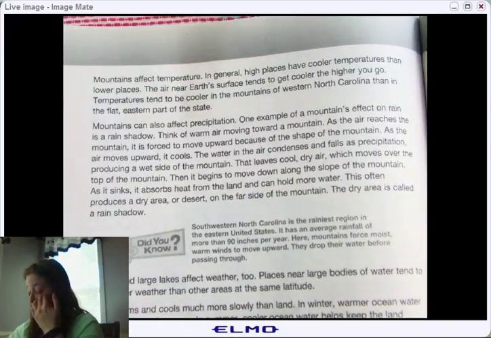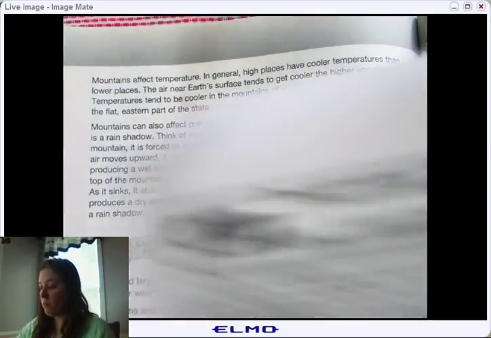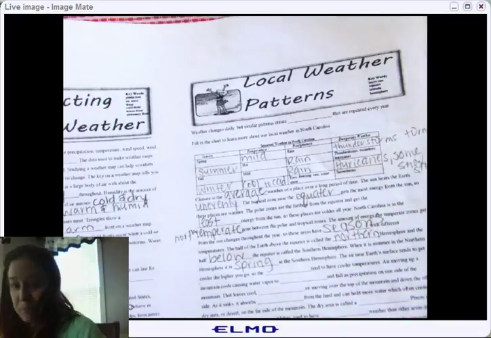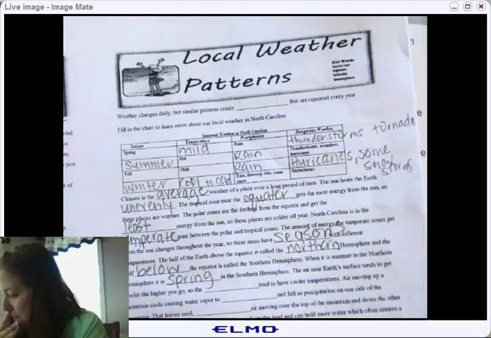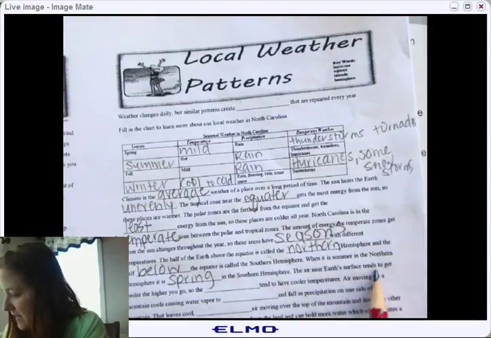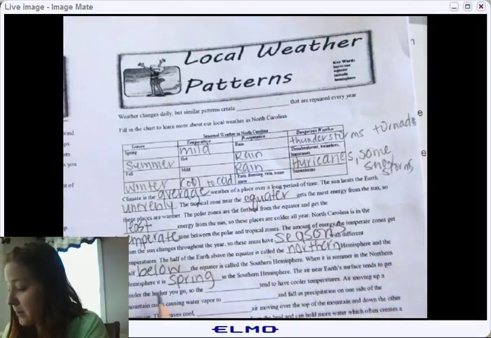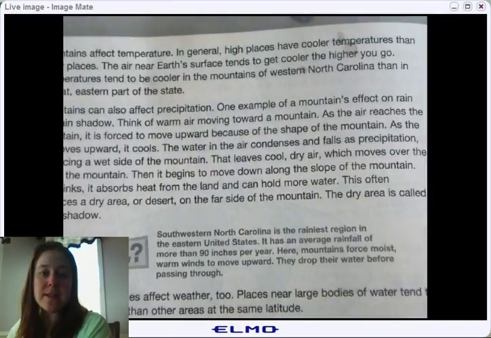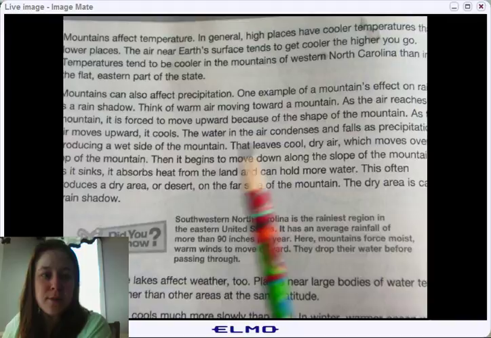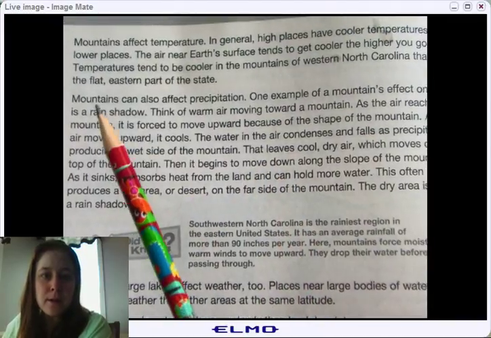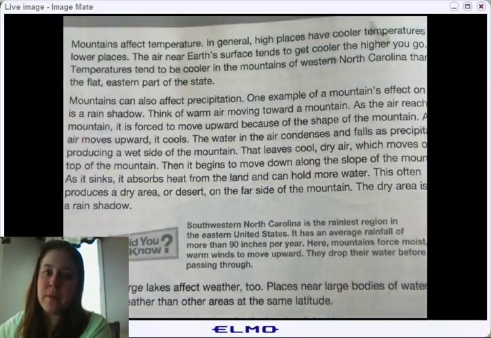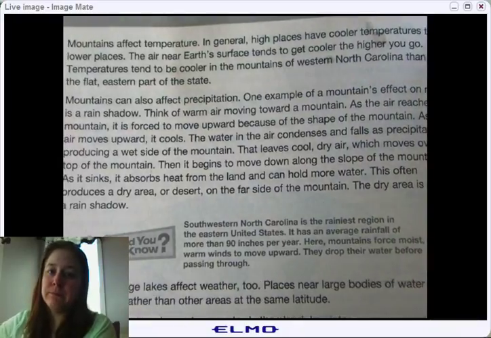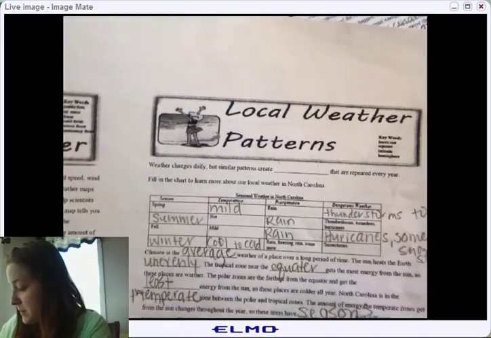So let's see if we can answer any questions here. The air near the Earth's surface tends to get cooler the higher you go. So the blank tend to have cooler temperatures. What tends to have cooler temperatures? The mountains, right? So the mountains have cooler temperatures.